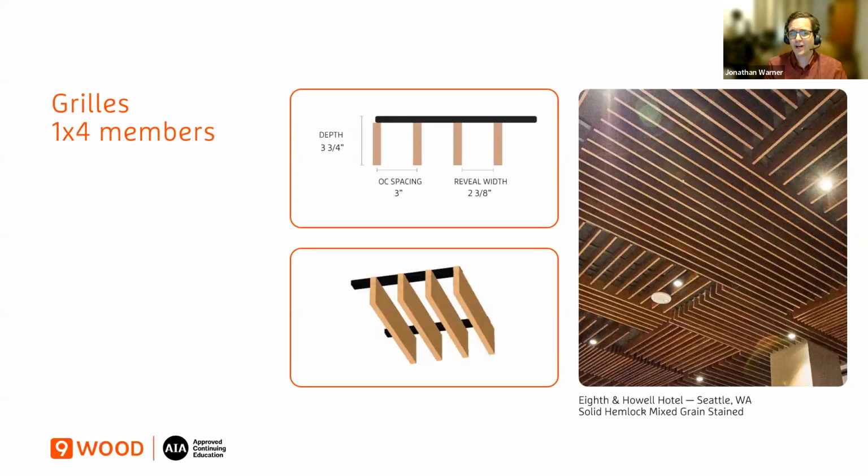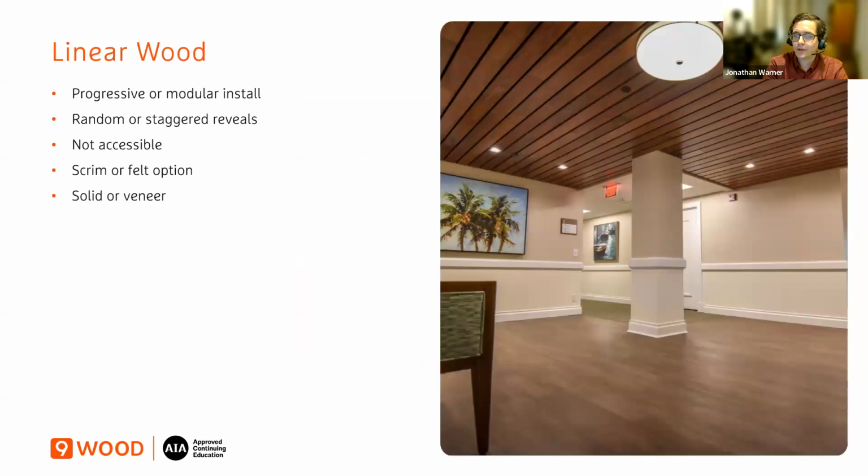1x4s. So there's a lot of different options with the grill. Great product in that regard. Linear wood. So different aesthetic. They can be progressive or modular installed, whether it's a plank or a panelized system. And within the plank system, you have random or staggered reveals, and they won't be accessible. That's a system shown here in the photo.